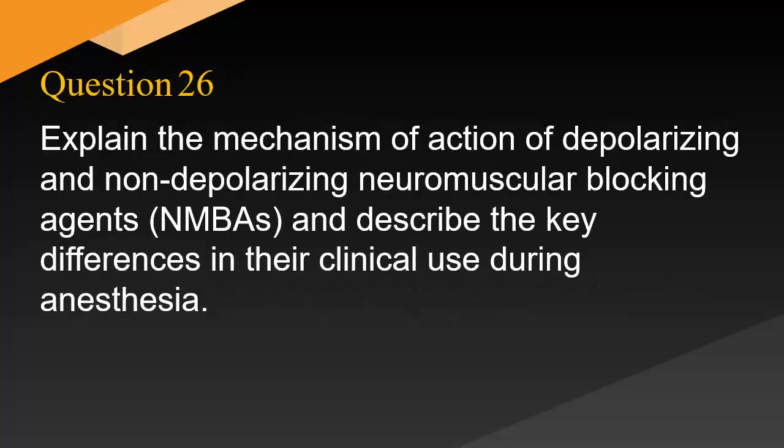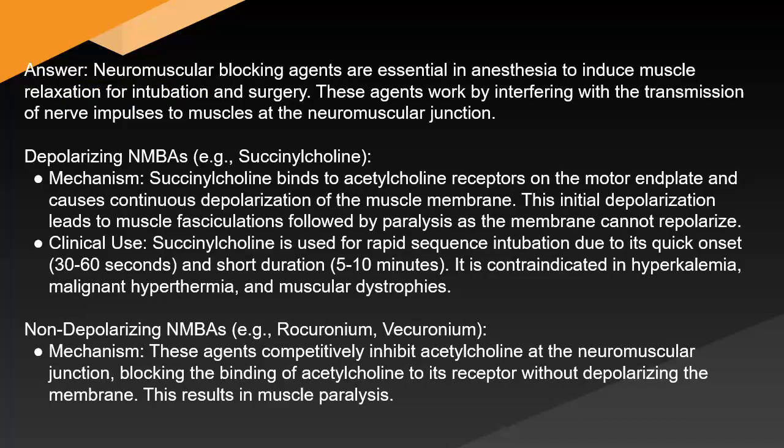Explain the mechanism of action of depolarizing and non-depolarizing neuromuscular blocking agents (NMBAs) and describe the key differences in their clinical use during anesthesia. Answer: neuromuscular blocking agents are essential in anesthesia to induce muscle relaxation for intubation and surgery. These agents work by interfering with the transmission of nerve impulses to muscles at the neuromuscular junction. Depolarizing NMB, e.g., succinylcholine.